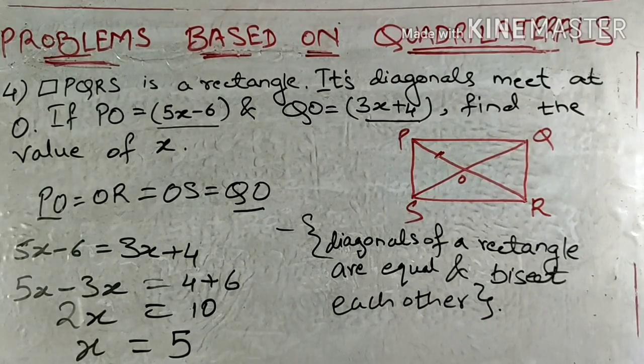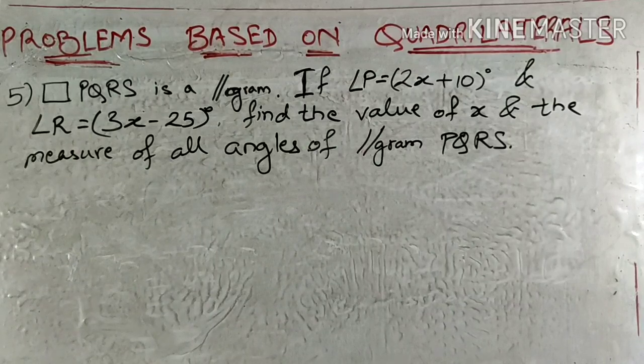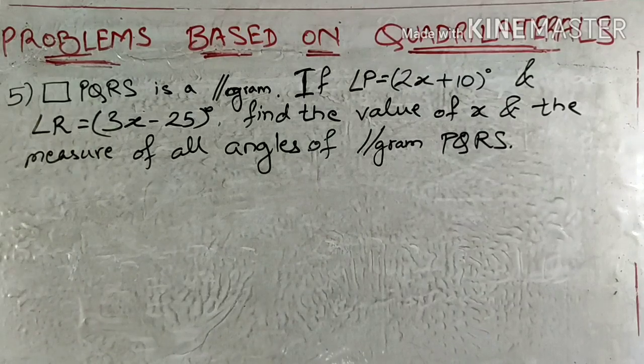So whenever you get a complicated question like this, in which we don't have one particular value, rather we have the whole equation in one variable, we are supposed to draw the rough diagram first. Always make it a habit of drawing a rough diagram first, and then from there you start finding the solution step by step. Okay, now in this question, quadrilateral PQRS is a parallelogram. If angle P is equal to 2x plus 10 degrees and angle R is equal to 3x minus 25 degrees, find the value of x and the measure of all the angles of the parallelogram PQRS.